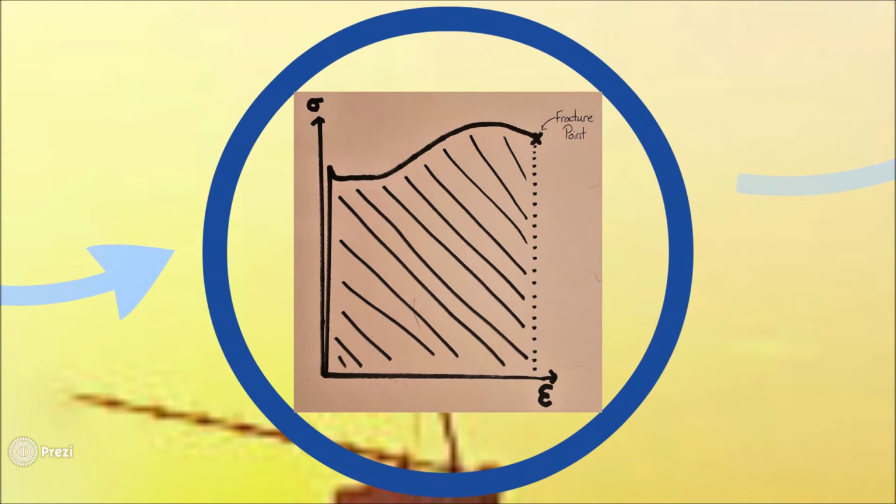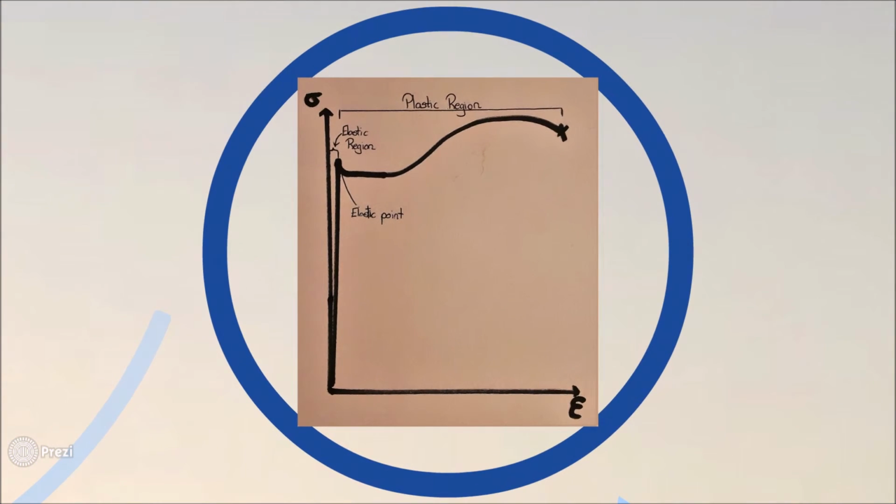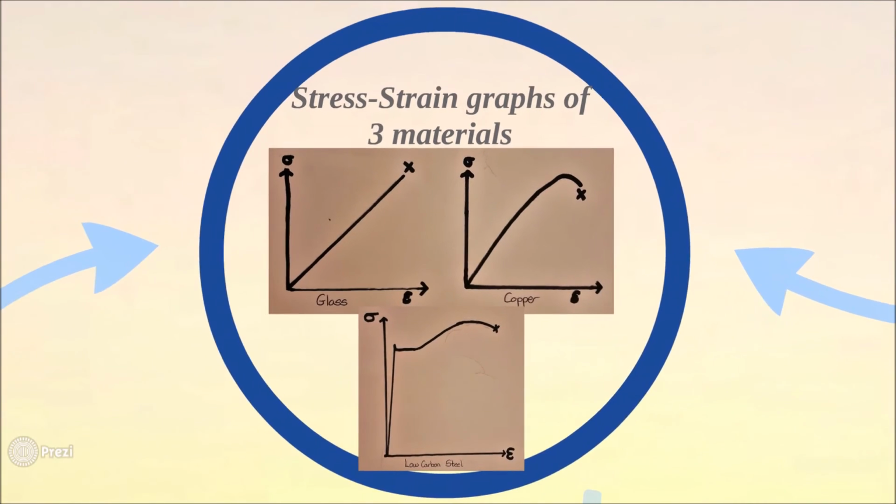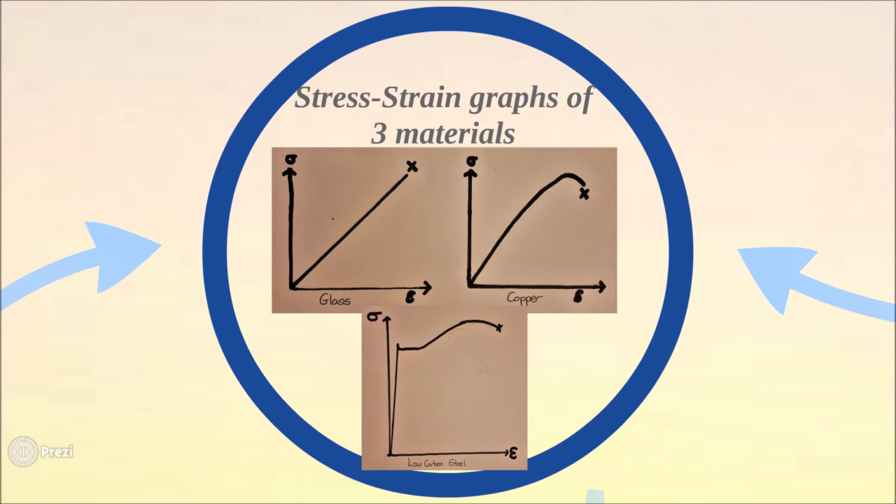Using these graphs, we can calculate how tough the material is by calculating the area under the graph up to the fracture point. We can also see the elastic region, where the material will return to its original shape once the deforming force has been removed, the elastic limit, and the plastic region, where the rate of extension is increasing. Brittle materials such as glass have extremely short elastic regions and will fracture with no plastic region.